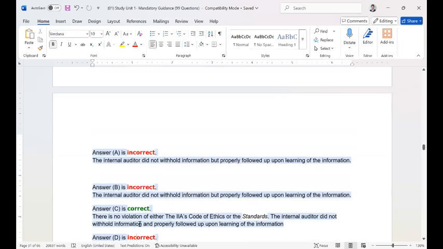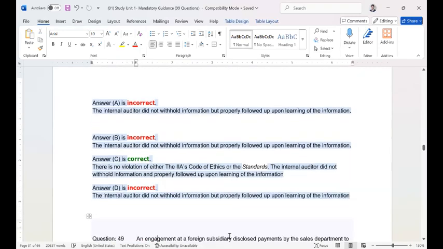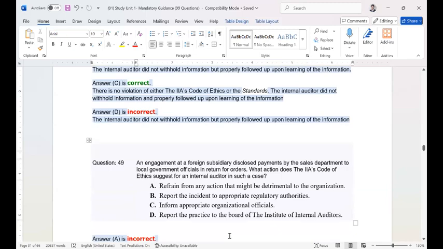The internal auditor did not withhold information and properly followed up upon learning of the information. Right? The only thing is he said it to the CIA, but again he did go and ask what should I do. I suppose he doesn't need to do that. Head of audit can provide any feedback or whatever instructions. Now look at question number 49.